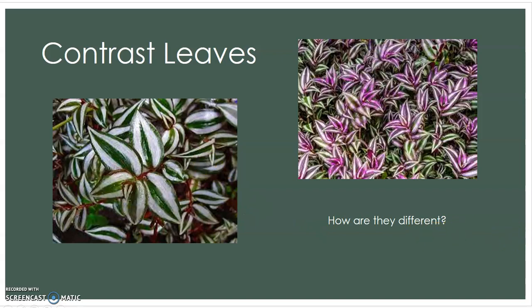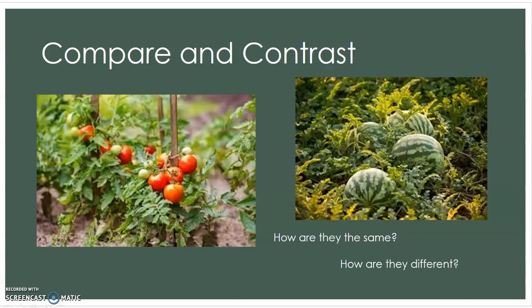I got one more for you. This one might be a hard one. This says compare and contrast. So we're going to look at how they're the same and how they're different. So let's think about this. This right here is what kind of plant? A tomato plant. What about this one? That's a watermelon plant.